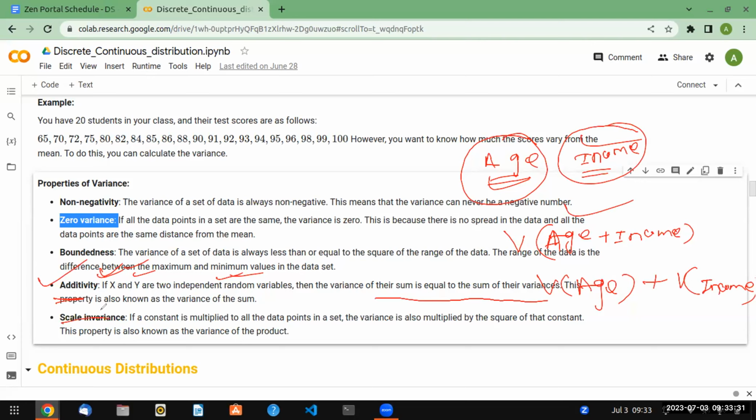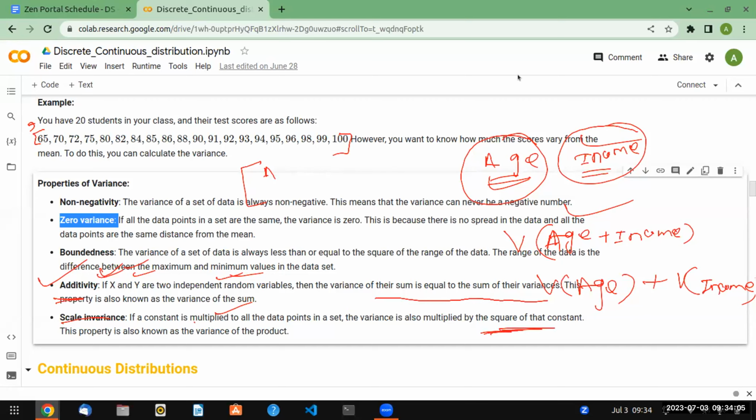Scale invariance. If a constant is multiplied to all the data points, take this example of data. If you are going to multiply 5 in every data point, 5 into 65, 5 into 70, 5 into 72, 5 into 75, that means a constant you are multiplying in every data point. Then what happens to the variance? The variance will also be multiplied, not with the same, but by the square of it.